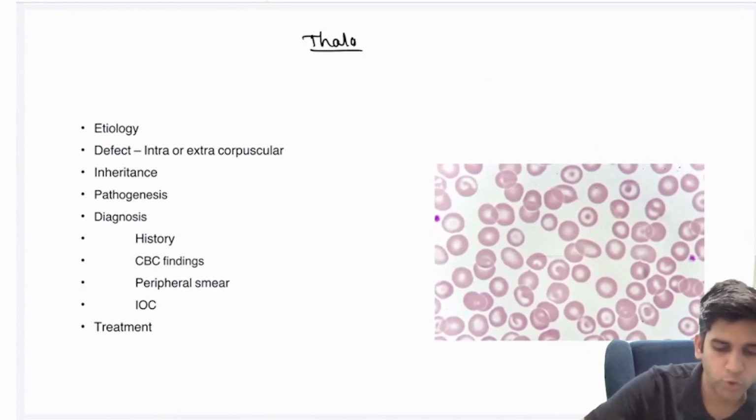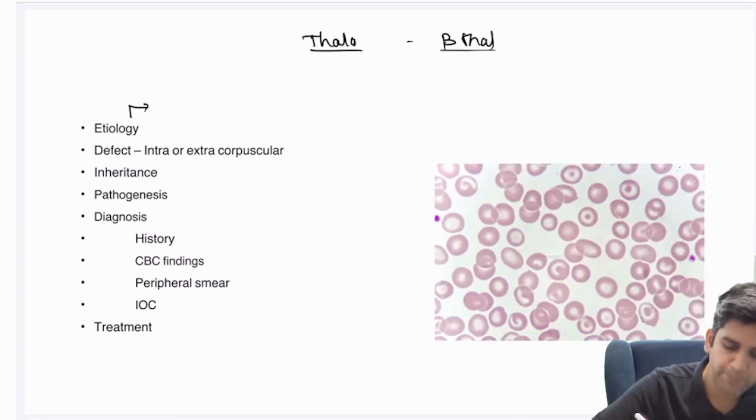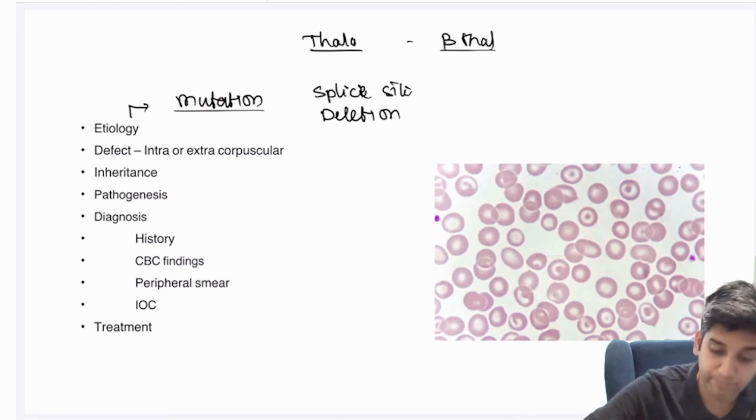Thalassemia, I'm going to go primarily with beta thalassemia, especially beta thal major, because that's the most severe disease. The etiology here is also a mutation, which can be due to a splice site mutation, or it can be a complete deletion. Whatever it is, in beta thal there is 0% synthesis of beta chains.